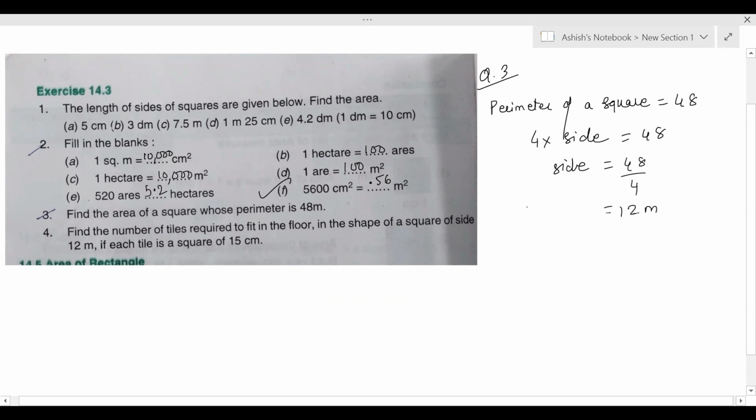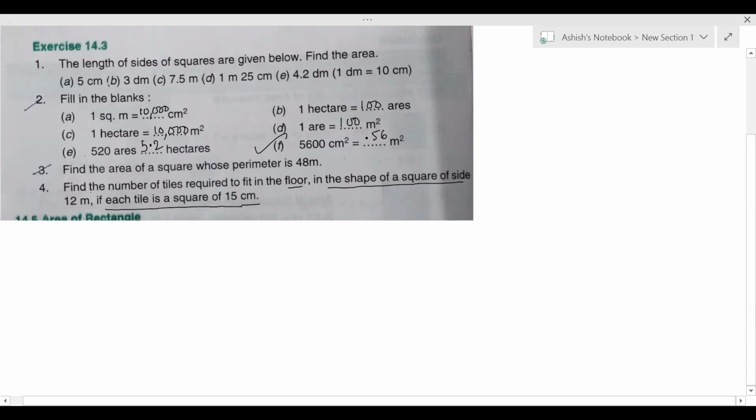Now this is the side of the square. Now it is asking you find the area of a square. So area of a square will be equals to side into side, that is 12 into 12. And the square of 12 is 144 meter square.